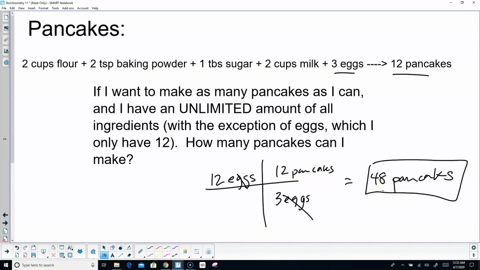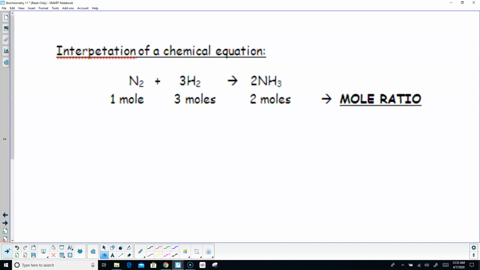But that's all chemistry is. It's just basically unit conversions. But we're not using pancakes and eggs. We're using moles and grams and molecules and atoms and all that fun stuff. So when you look at this, the interpretation of the chemical equation, really what we're interested in are these coefficients. It's telling me how many moles of nitrogen, how many moles of hydrogen, how many moles of ammonia. It is a mole ratio.